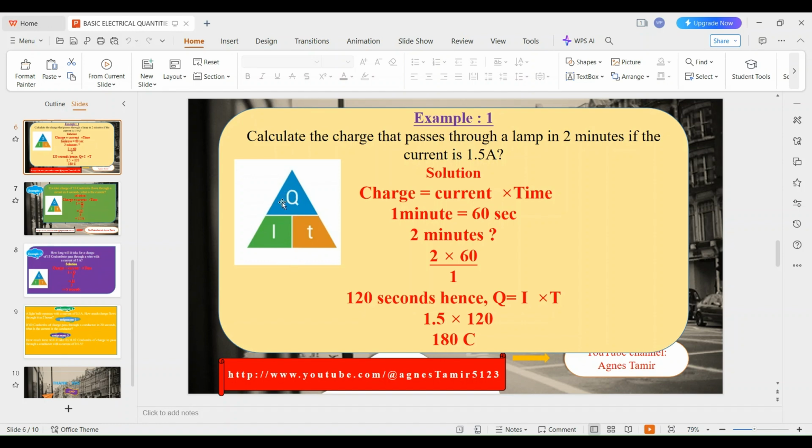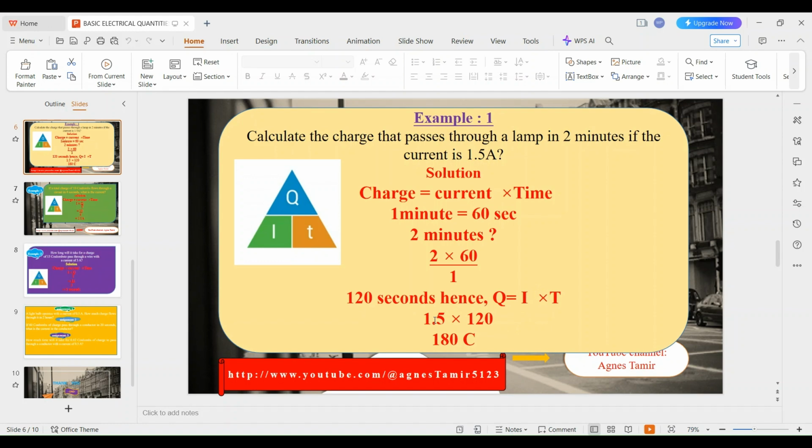So when we are looking for charge, we can see that charge is above and we have time here and current on this other side. These two are divided by this line. The one that we have seen is multiplication. Therefore, charge is given by current multiplied by time.